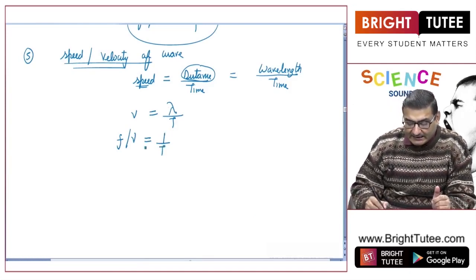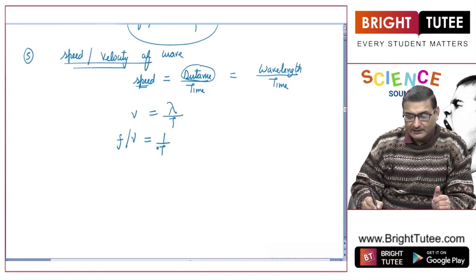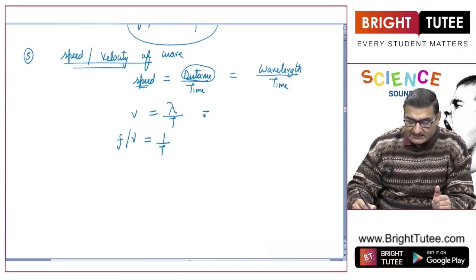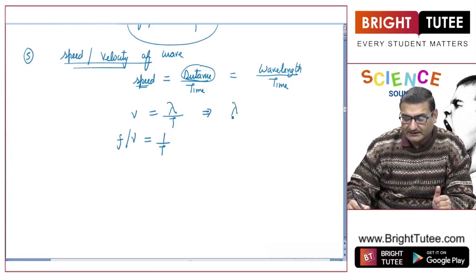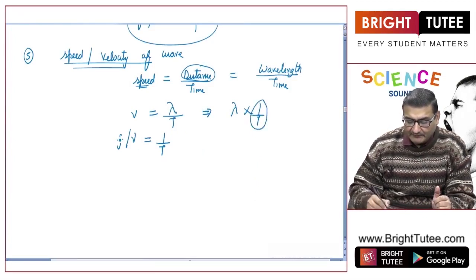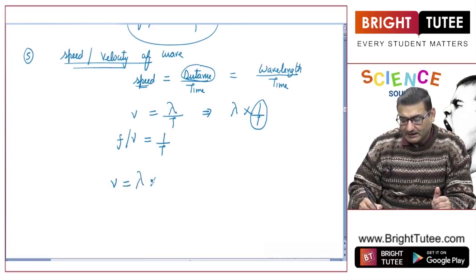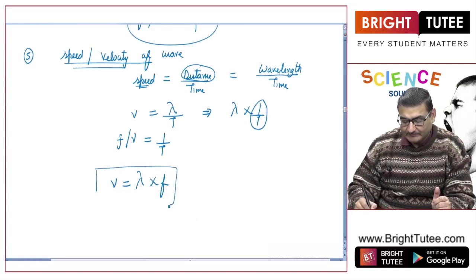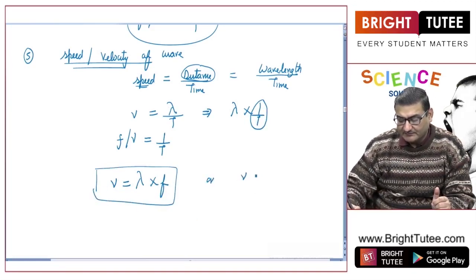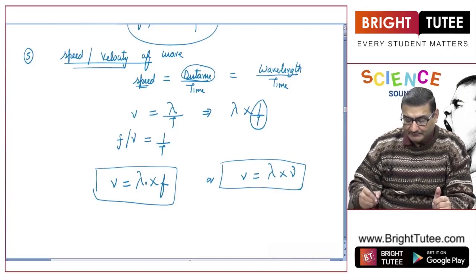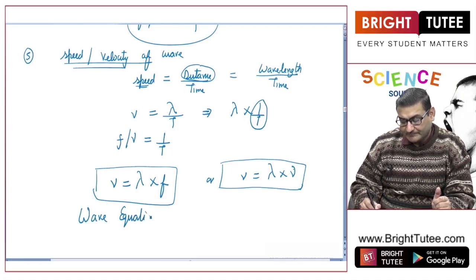Now if I take the reciprocal of time period to be frequency, this equation could also be written as wavelength into 1 upon t, and replacing 1 upon t with frequency, I will get the velocity is equal to lambda into frequency, which can also be represented as v is equal to lambda into nu. This equation is very, very important, and this equation is known as the wave equation.